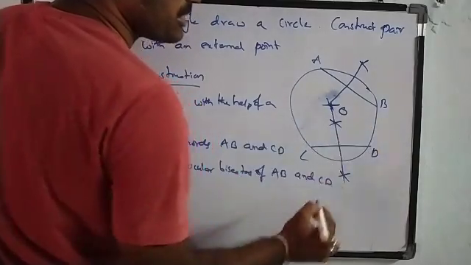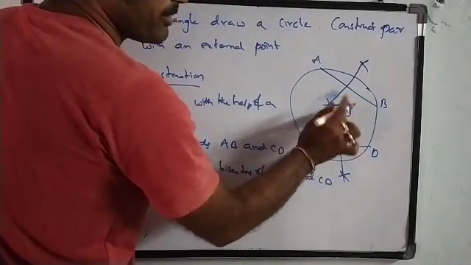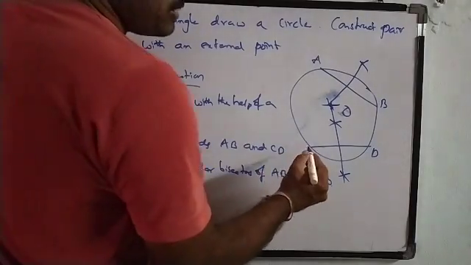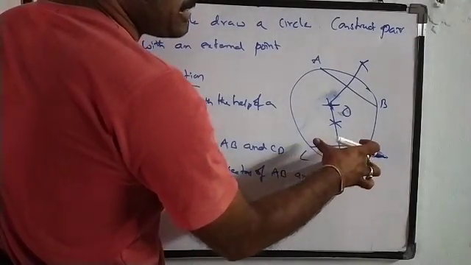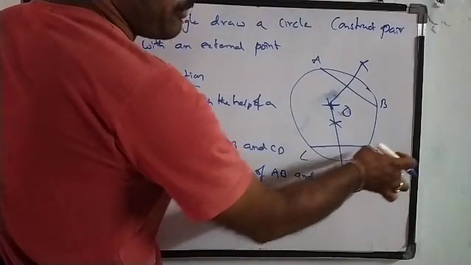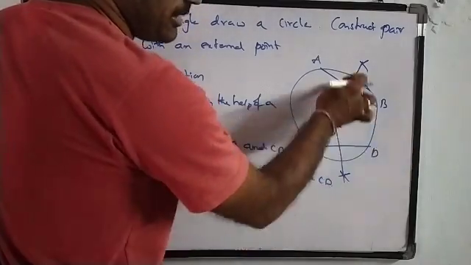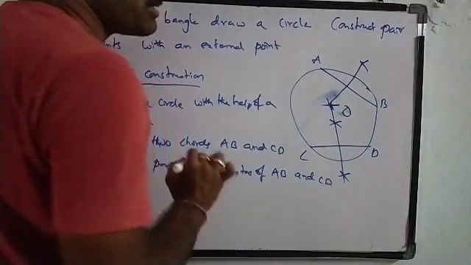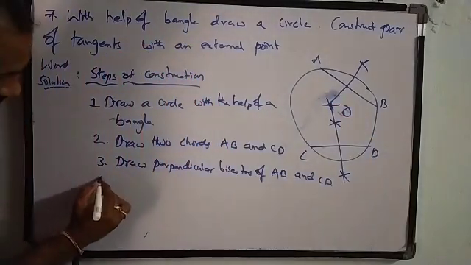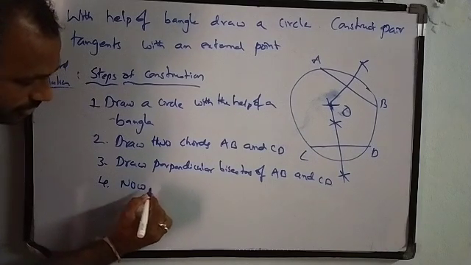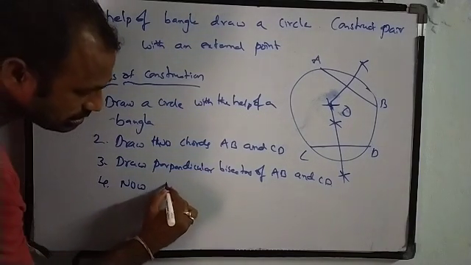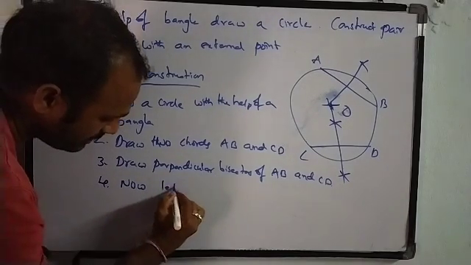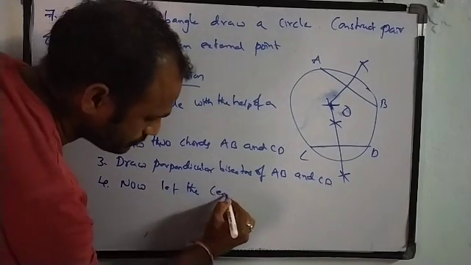Make sure that while you are drawing with a compass, you will get a perfect picture. With C as center and radius CD, draw one arc outside and one inside. With D as center, cut the arcs and you will get a line. Wherever these two lines are meeting, that point is the center of the circle. Now let the center of the circle be O.